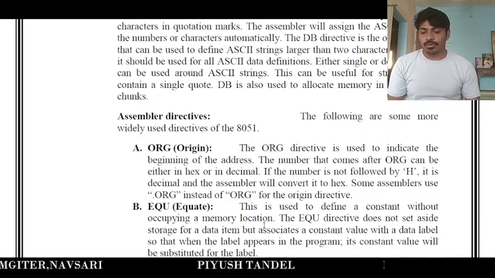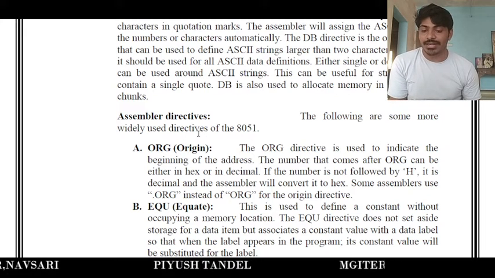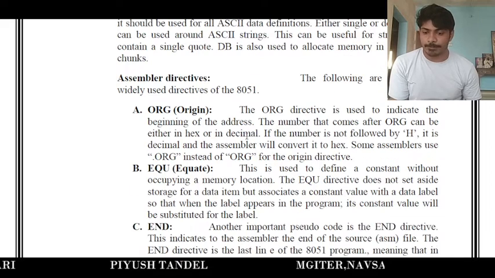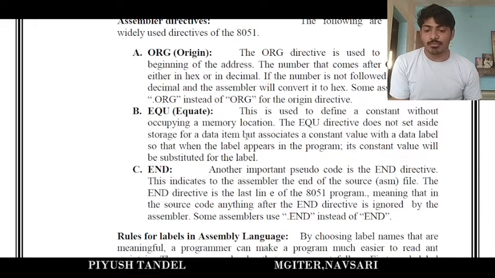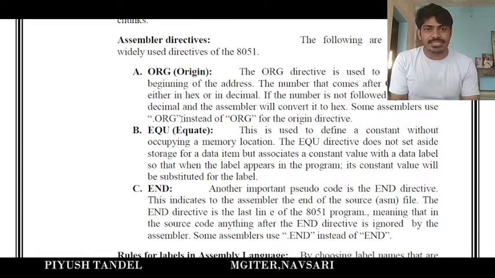Next thing that we are going to see is assembler directives. The following are some of the more widely used directives of the 8051. Now these are the 3 most majorly used directives. First one, that is the ORG, or we can say origin.